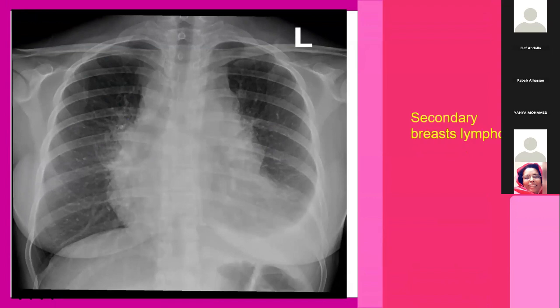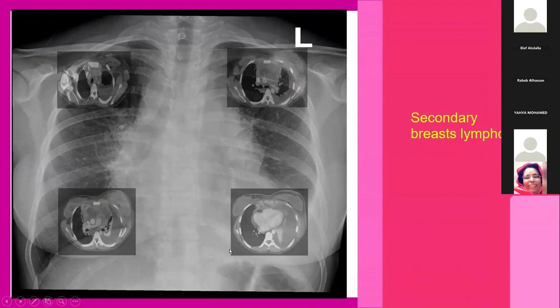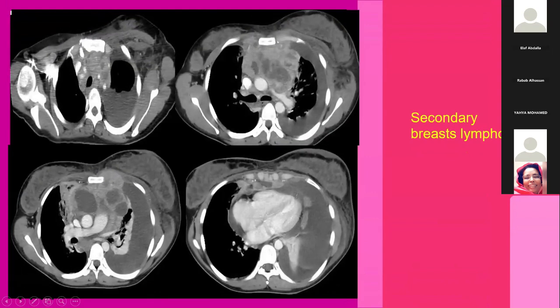And this is her chest X-ray, demonstrating the widened mediastinum with lobulations and lymphangiectatic spread, as well as left pleural effusion, okay? And the CT confirms all these findings, and the mediastinal necrotic enhancing lymph node, and it was the case of secondary breast lymphoma.